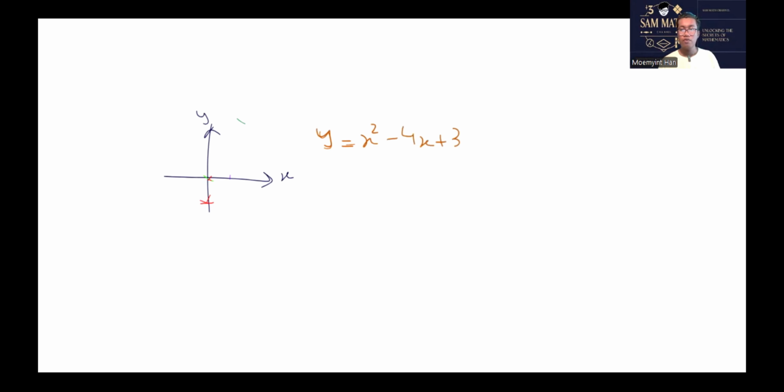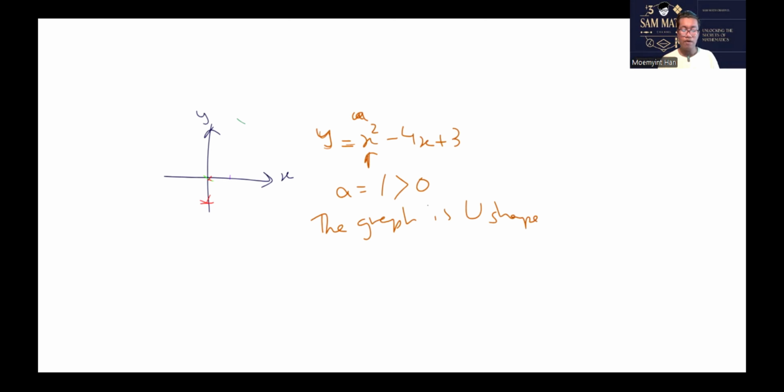So according to the formula, we're supposed to find a, and a is equal to positive 1, which is greater than 0. So it means the graph is U-shaped. The graph will go upward.